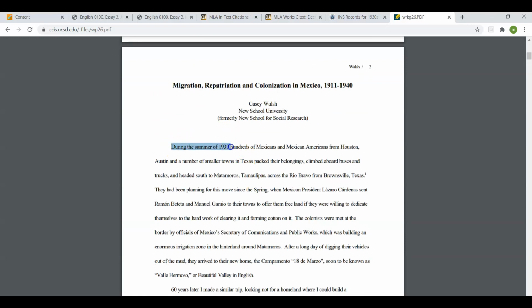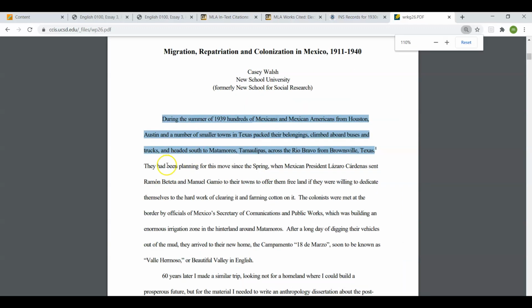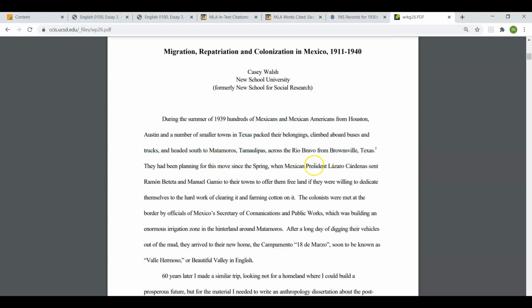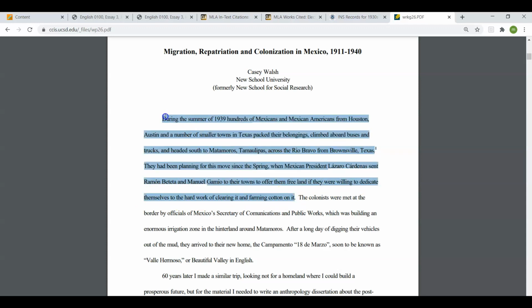Here it is. During the summer of 1939, hundreds of Mexicans and Mexican Americans from Houston packed their belongings, climbed aboard buses, and headed south to Matamoros, Tamaulipas. That's the general area across the border from Brownsville, Texas. Yeah, that's what I quoted. They had been planning for this move since the spring when President Lázaro Cárdenas sent these guys to their towns to offer them free land, okay, if they were willing to dedicate themselves to the hard work of clearing it and farming cotton on it. So that's what I quoted.